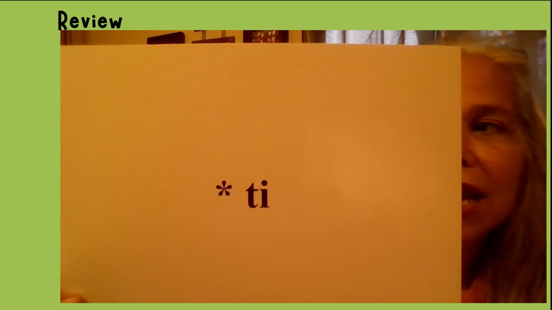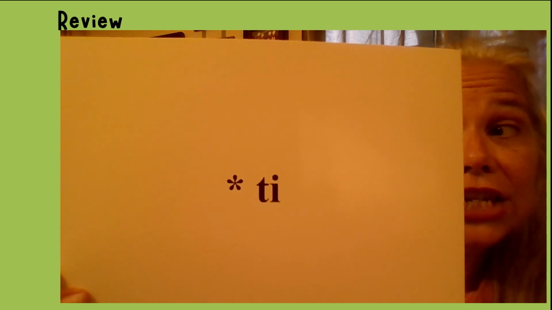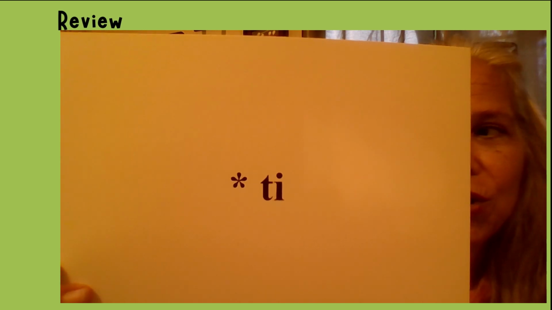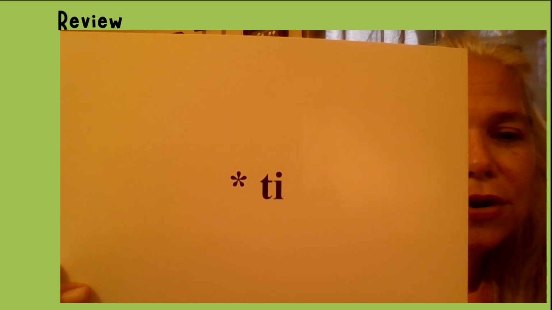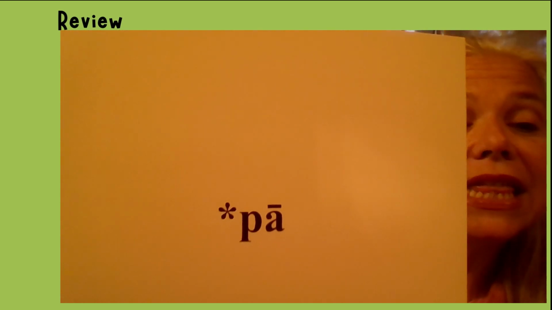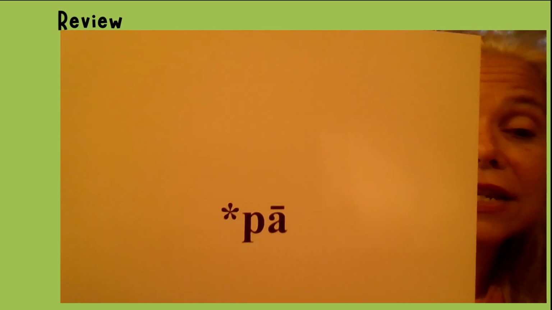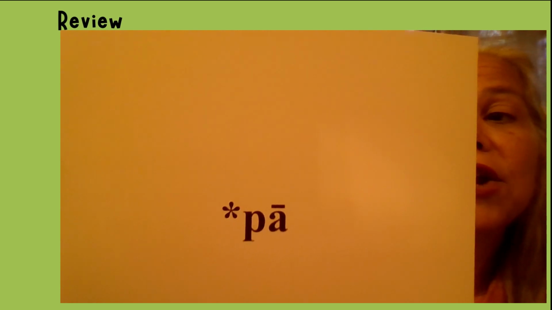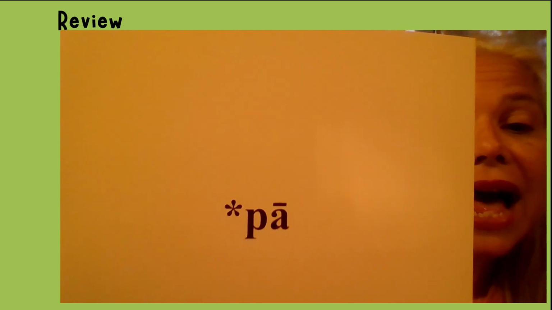English words do not end with I. The asterisk means this is a nonsense word. It is not a real word. The letter A is in an open, accented syllable.